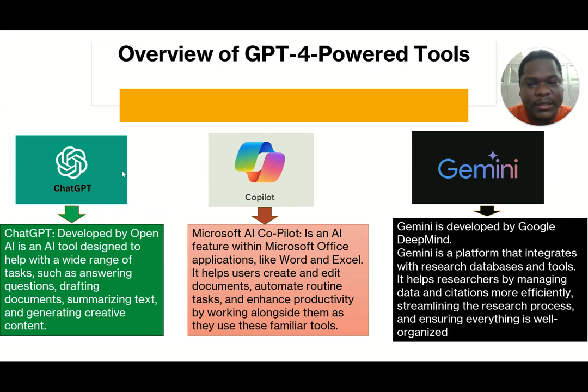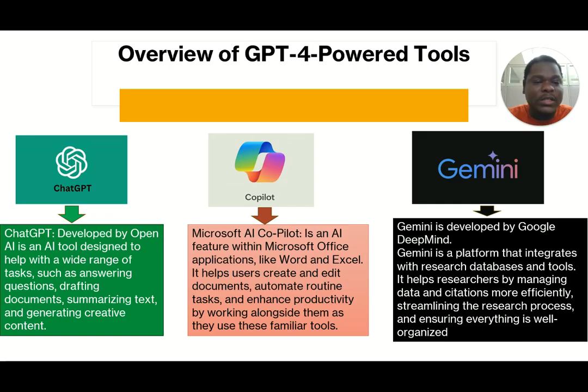So these are the three tools that I'll be focusing on. Those are the GPT-4 power tools. We'll start with ChatGPT, which is the most famous one. It is developed by OpenAI and designed to help with a wide range of tasks, answering questions from queries and generating content. Microsoft Copilot is an AI feature within Microsoft Office, like Word, Excel.